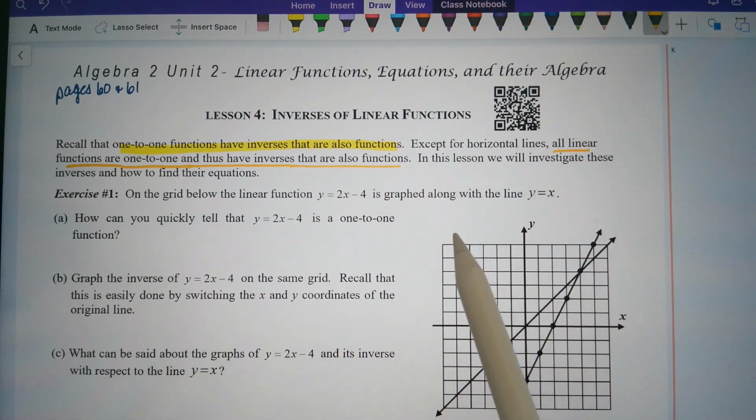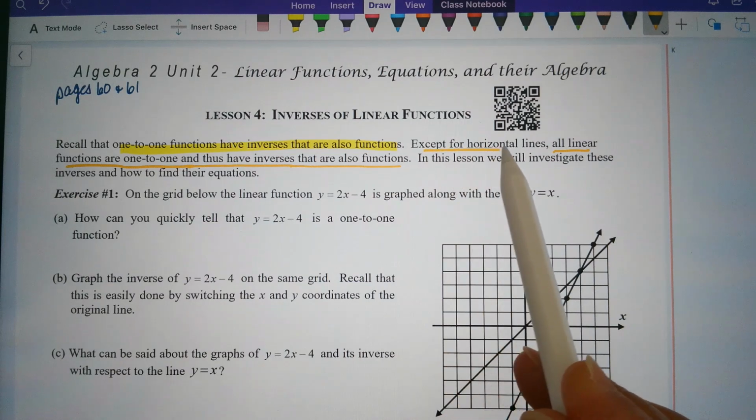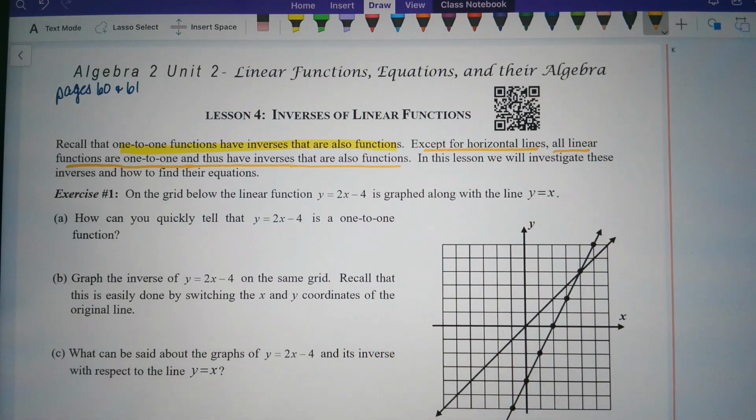So any line except for a horizontal line is a function and will have an inverse that's also a function. So let's look at some.